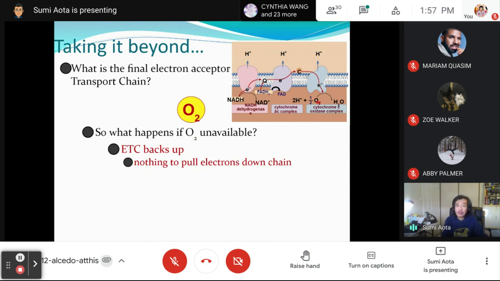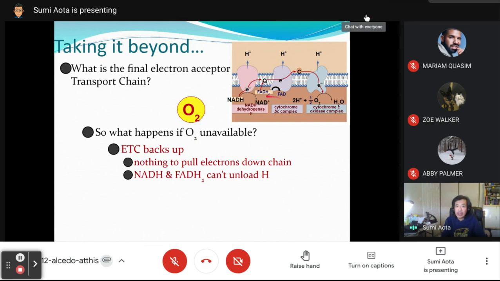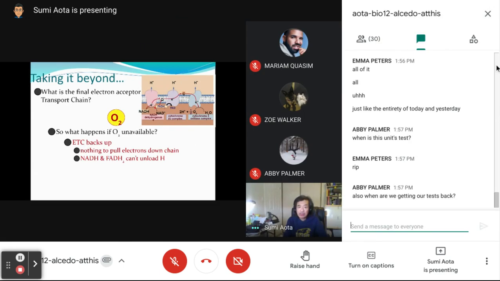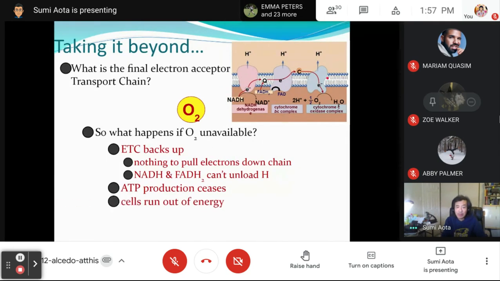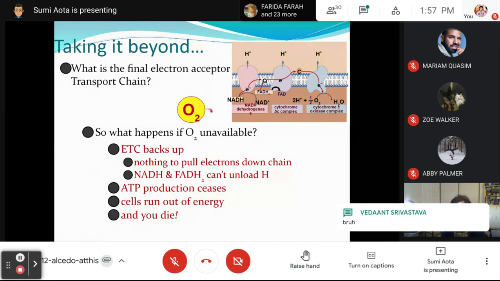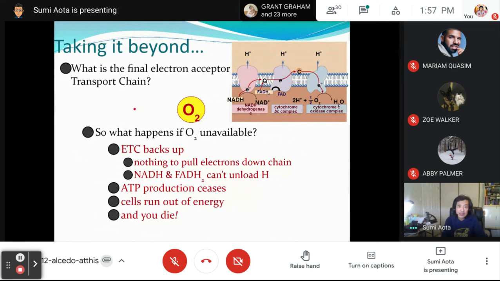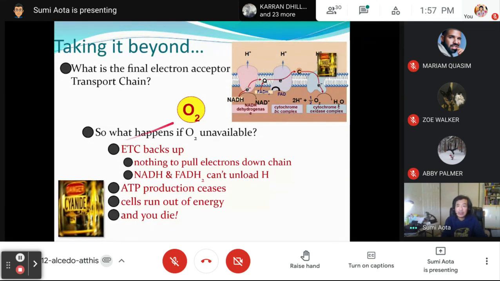Okay, so if there's no oxygen, the electrons can't flow down. NADH and FADH2 can't release their hydrogens. So ATP production stops. The cells then run out of energy, and you die. Right? This is why oxygen is so vital, because cyanide is going to block this step.